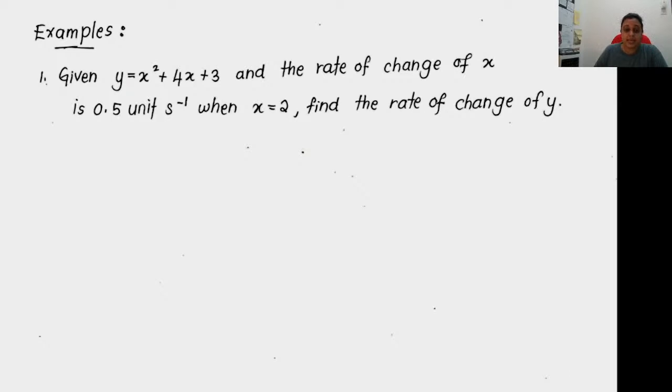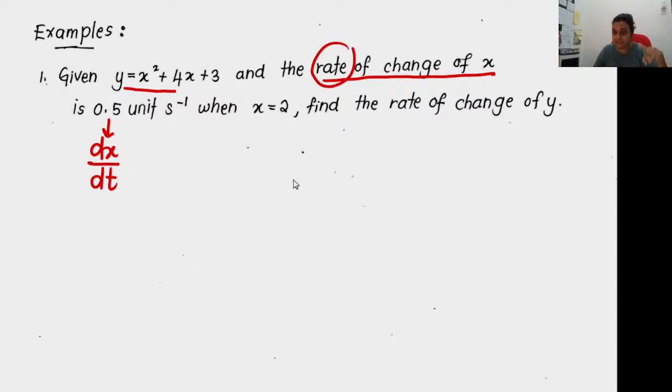First step, analyze the question first and understand. This is your y. Rate of change of x, that means this one is dx dt. Whenever you see the word rate, straight away must have dt at the bottom. That's your clue, dx dt. Find the rate of change of y. That means they want you to find dy dt. This is what you must find.